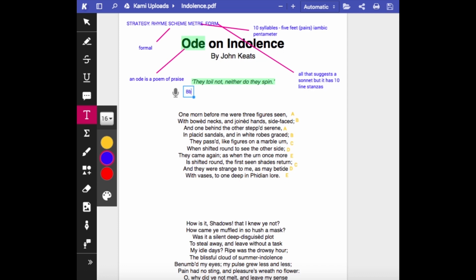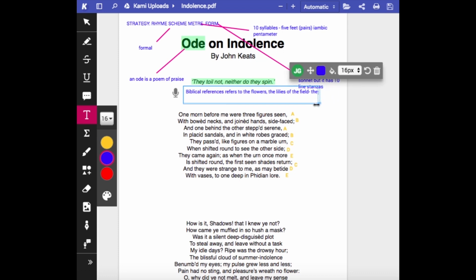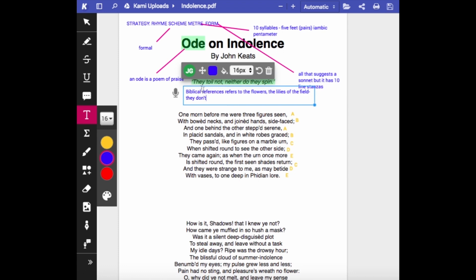Okay, so the first line isn't by John Keats. It comes from the Bible. They toil not, neither do they spin. This is a biblical reference to the flowers, the lilies of the fields. They don't work, and yet they flower. It was an exhortation by Jesus in Matthew 6:28 to tell people to chill out a bit, really, and to not worry so much, because look at the lilies of the field. The flowers don't do very much, and yet they exist, and yet they are beautiful.